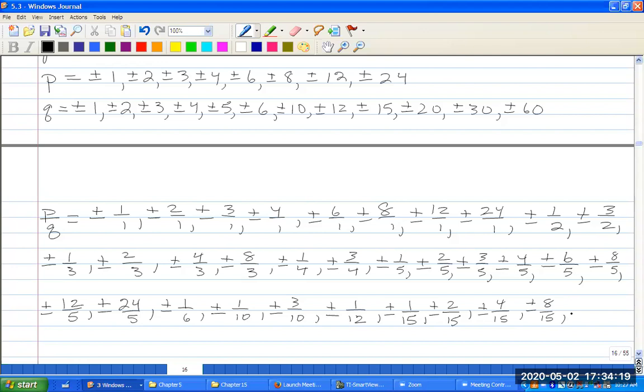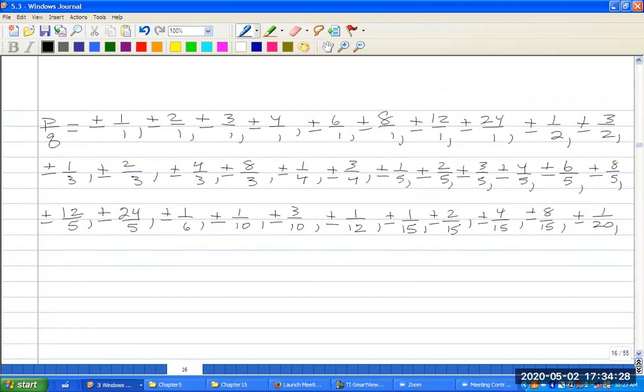So now let's do 20, plus or minus 1 over 20. So now 20. 2 over 20, no. 3 over 20. 4 over 20, no. So 4, 6, 8, 12, and 24. Don't need those. Let's do 30.